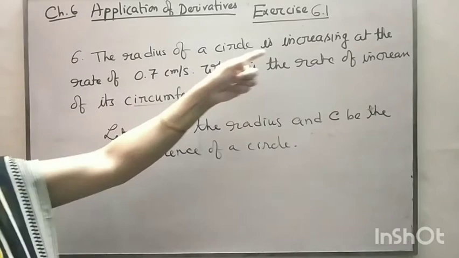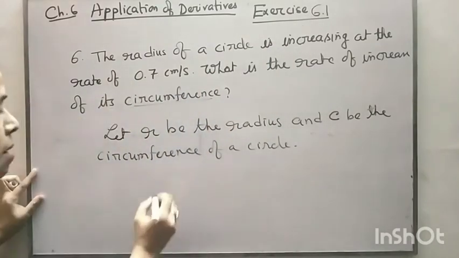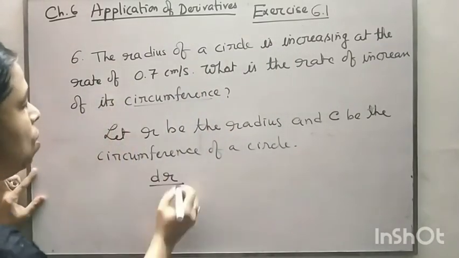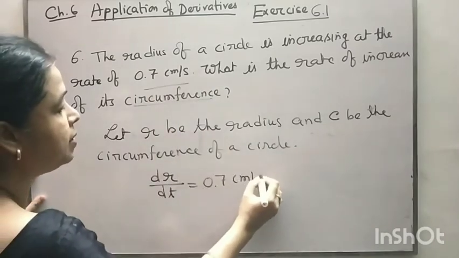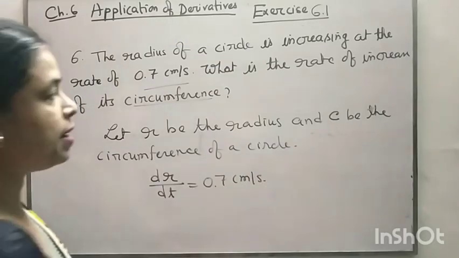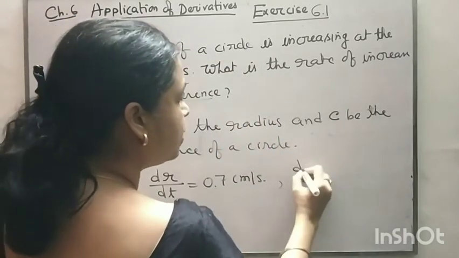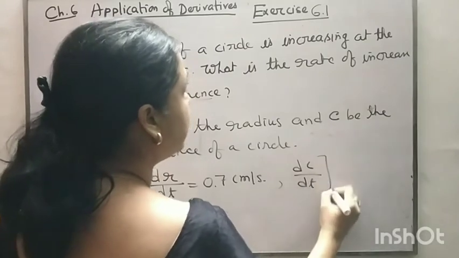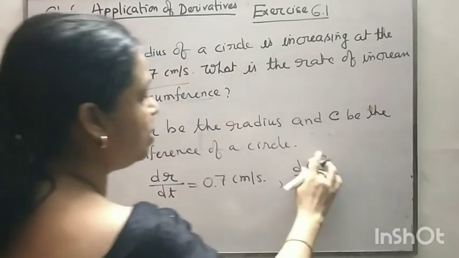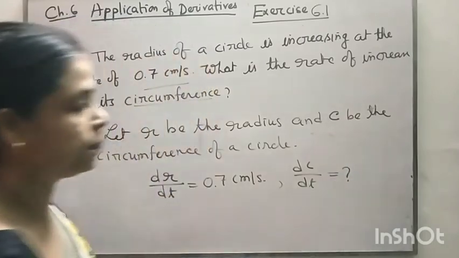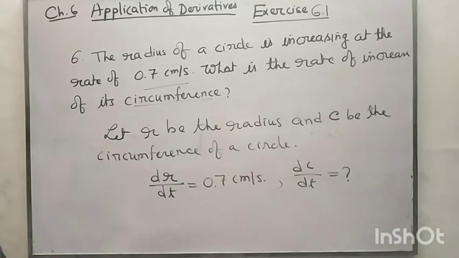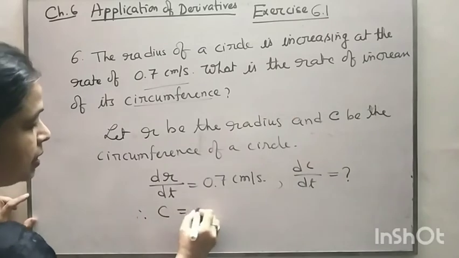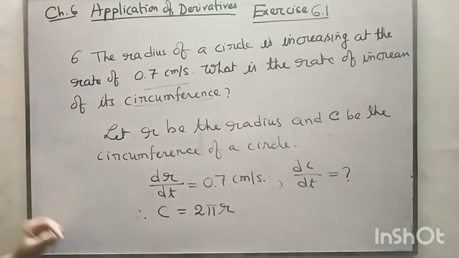Then write down what is given. The radius is increasing, that means the rate of change of radius with respect to time, dr/dt, is given as 0.7 cm per second. What do you need to find out? You will have to find out the rate of change of circumference, that is dC/dt. No instant is given. You have to get dC/dt. So you use the formula of the circumference. What is the formula? The circumference of a circle is C equal to 2 pi r.